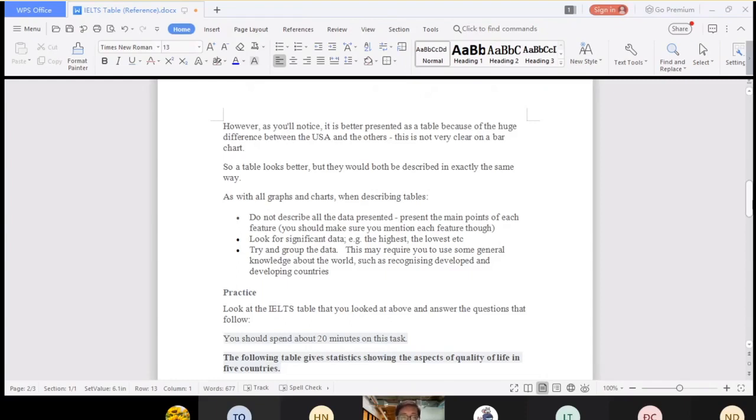Try to group the data. Yes, that's what I mean. This may require you to use some general knowledge about the world, such as recognizing developed and developing countries.